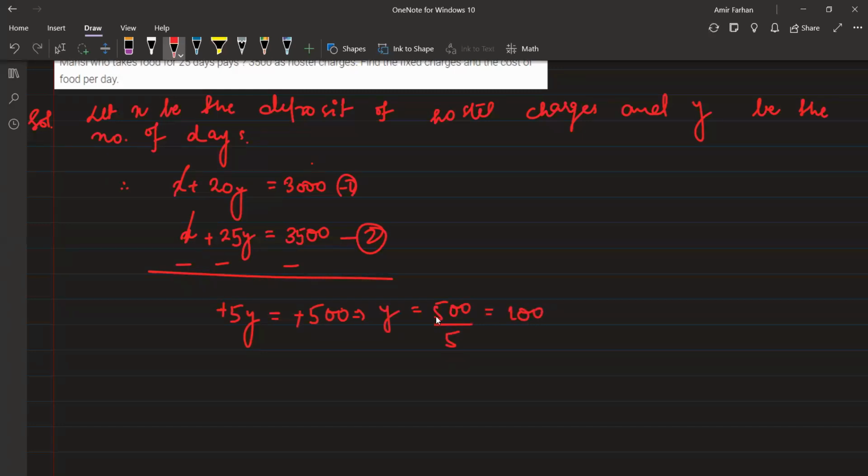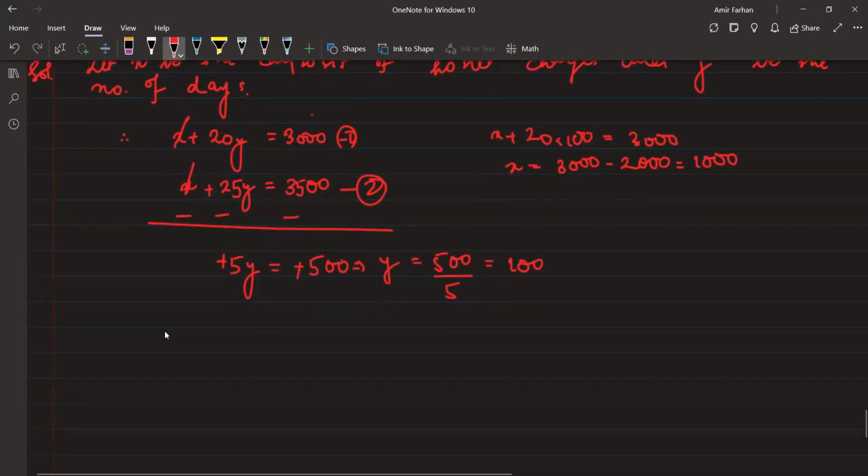Clear? So now we just need to put the y value here. So x plus 20 into 100 equals 3,000. So x is basically 3,000 minus 2,000, which is 1,000. Clear? Any doubt? Yes, sir. So what is the value of x? x is 1,000.